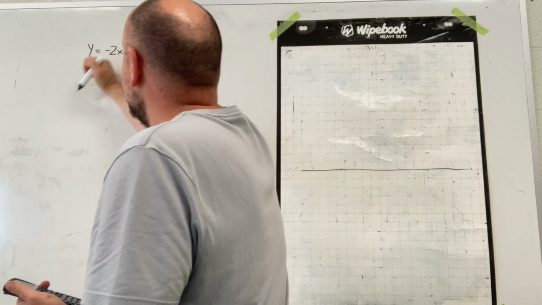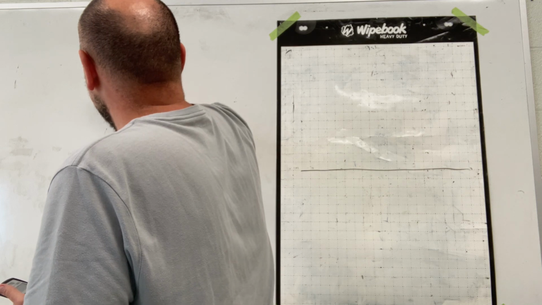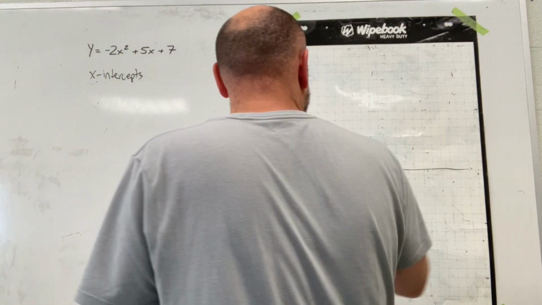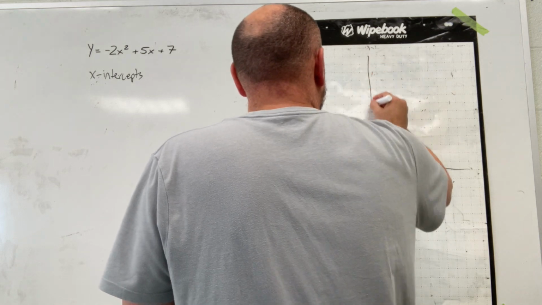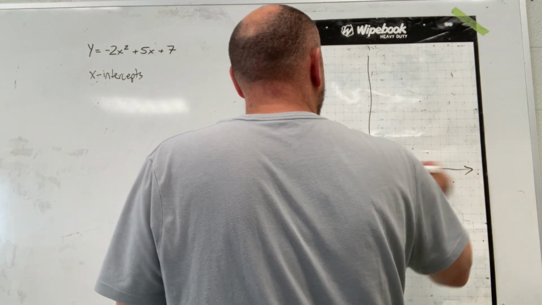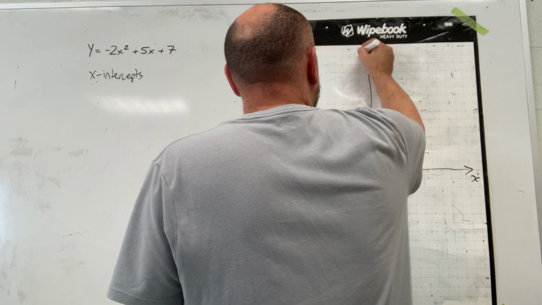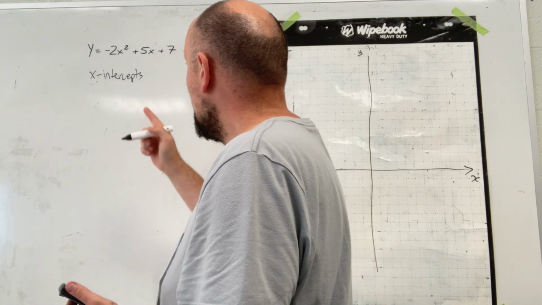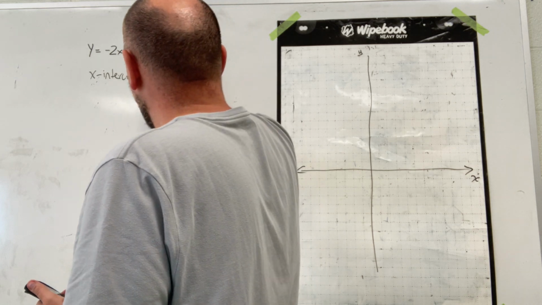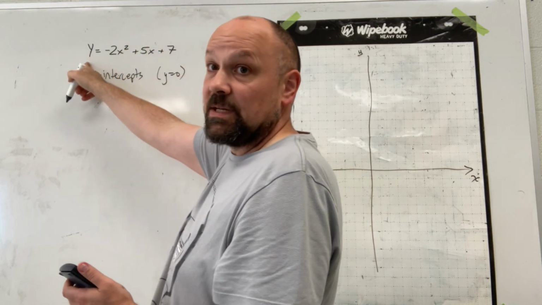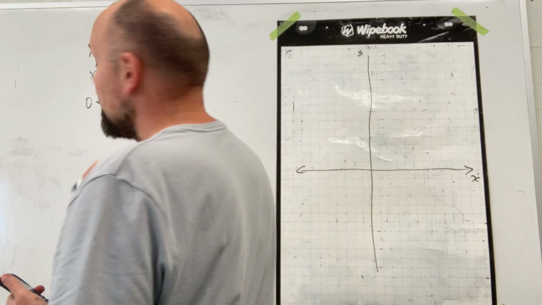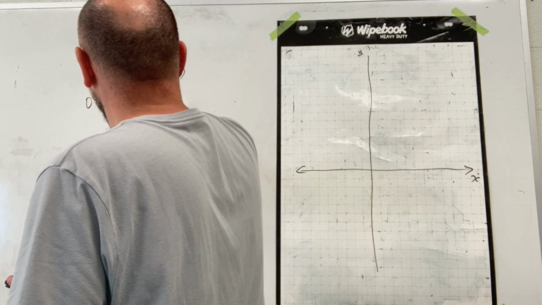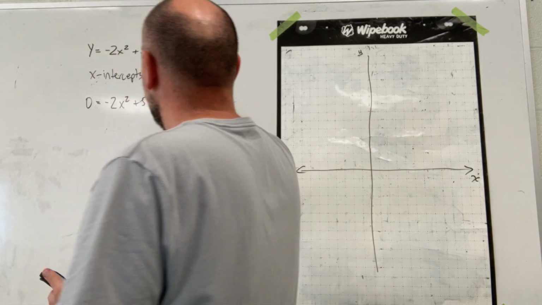And I know that to find x-intercepts, so where the graph intercepts the x-axis, right? So here's x and here's y. I know that the x-intercept happens when y is equal to 0. So what I'm going to do is set y to 0, and then rewrite the formula: -2x squared plus 5x plus 7.